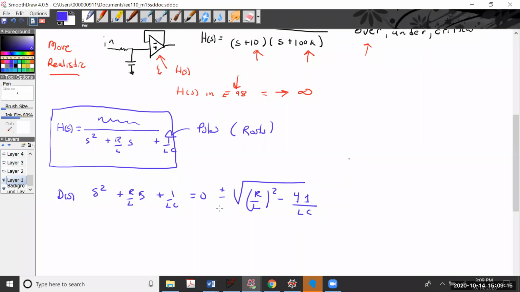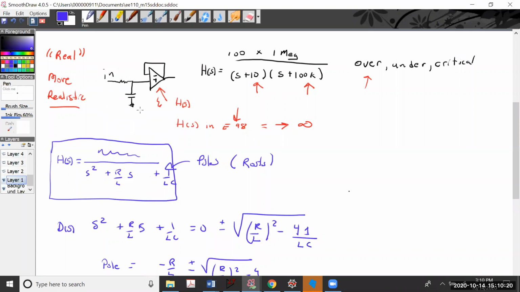And so that means you get 2 different poles. If this were equal to this, you'd have +0, -0, and you end up having two repeated poles. They're the same. And then if this term is less than that term, you get plus or minus a complex number. And so the pole in this case would be minus R over L plus or minus something. Okay. So this idea of over, under, and critically damped, you would have seen it before. If you're like me, you probably forgot it until you look at it again. But that's where it's coming from.